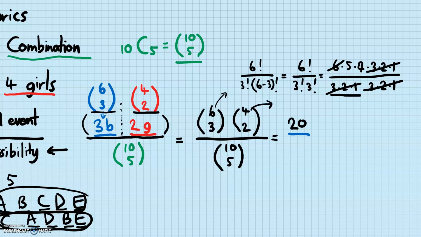And let's try and find this part. That would be 4 factorial over 2 factorial, and then 4 minus 2 factorial, which is also 2 factorial.